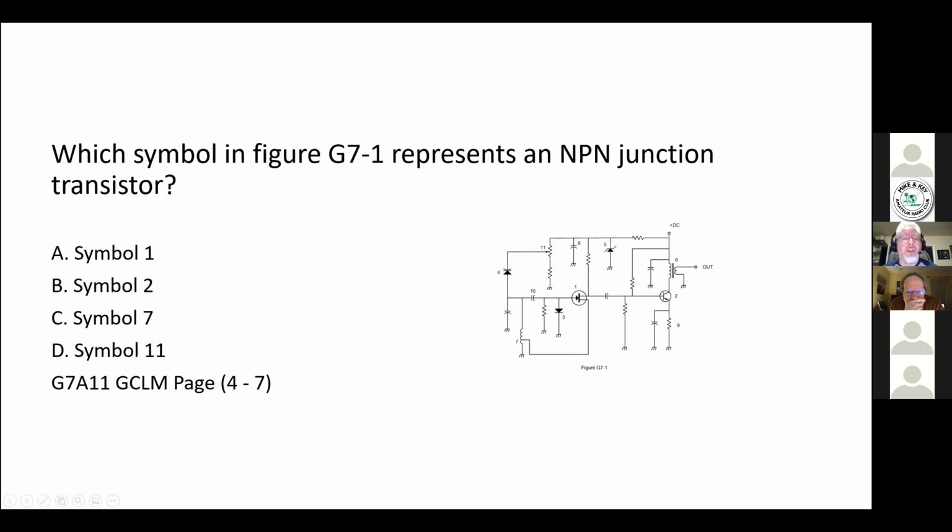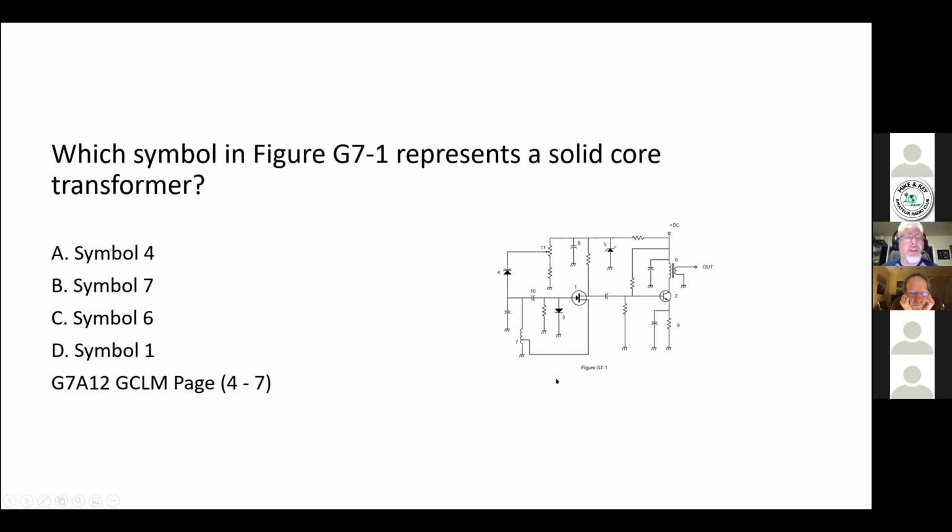Which symbol in figure G7-1 represents an NPN junction transistor? Symbol 1, symbol 2, symbol 7, or 11? Bravo is correct, symbol 2, right there. Which symbol in figure G7-1 represents a solid core transformer? I'll just let everybody answer. Charlie, symbol 6. Charlie is correct, right there, that one.